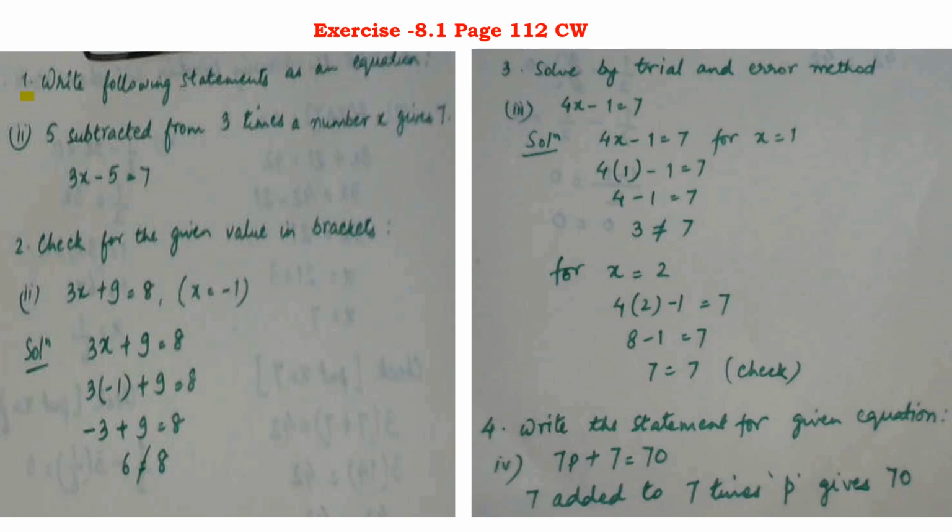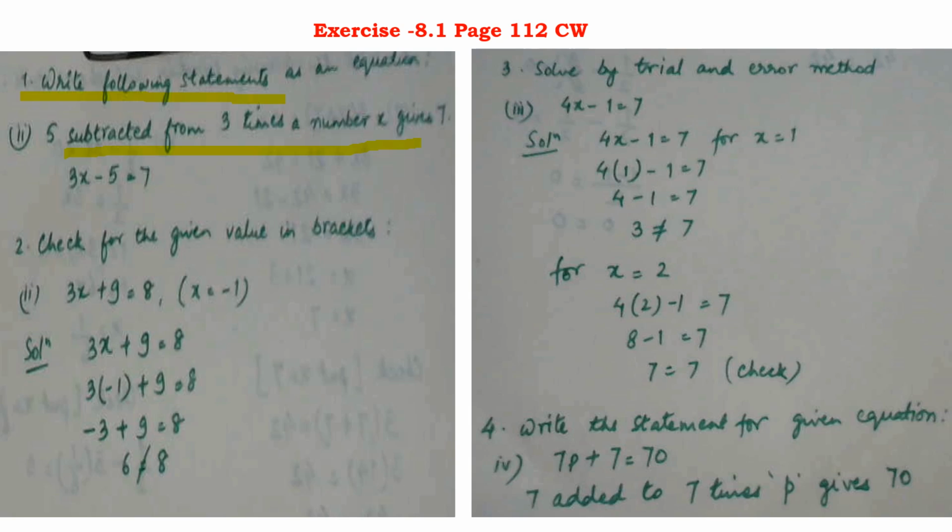Okay, let us see the first question. Write the following statements as an equation. So a statement will be given, and you have to write the equation. 5 subtracted from 3 times a number x gives 7. So 3 times x is 3x. 5 subtracted means minus 5, gives 7, is equal to 7.